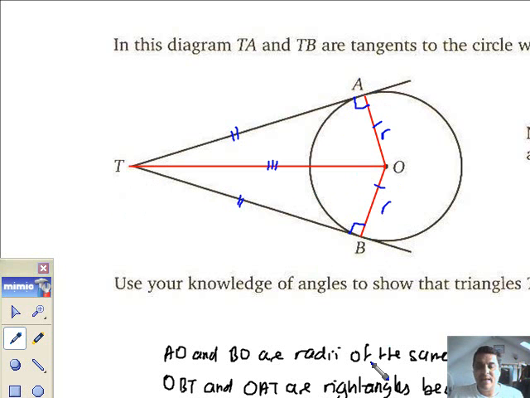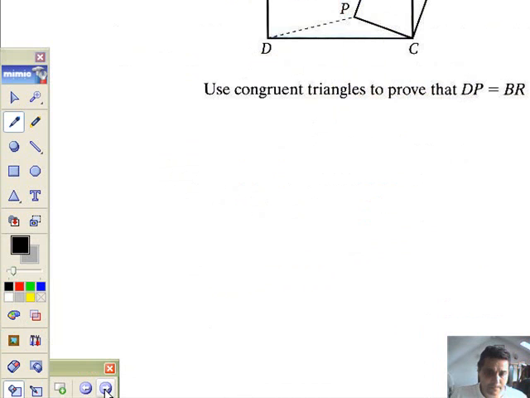But I won't state that. I've said it, but we don't have to write down all the reasons. But I've shown that these two triangles are in fact congruent. And that's it.